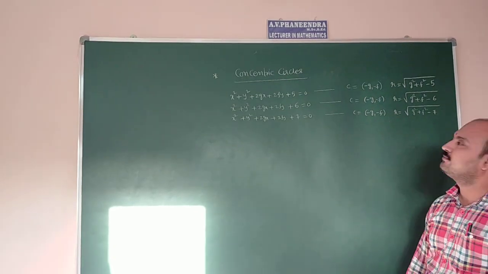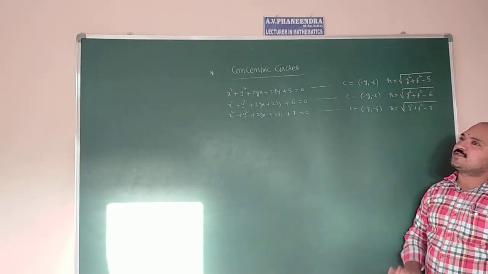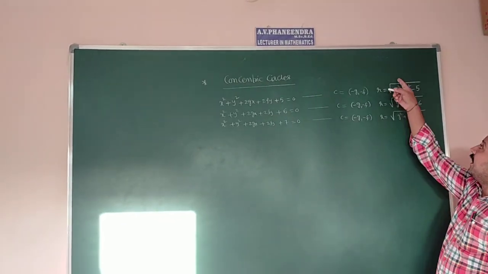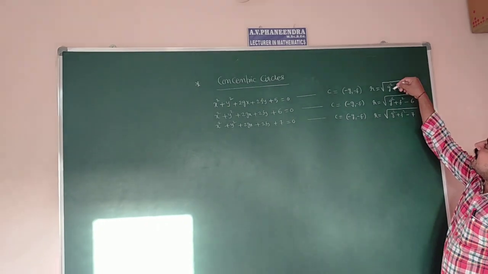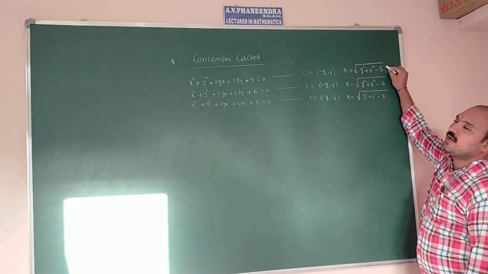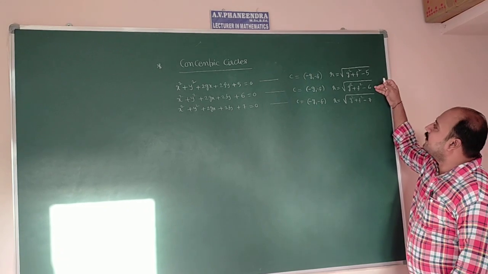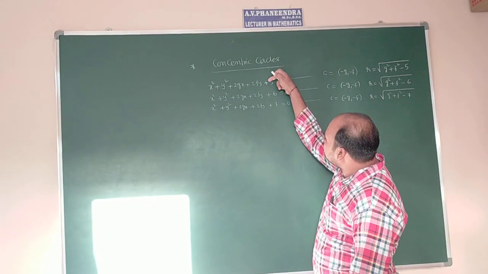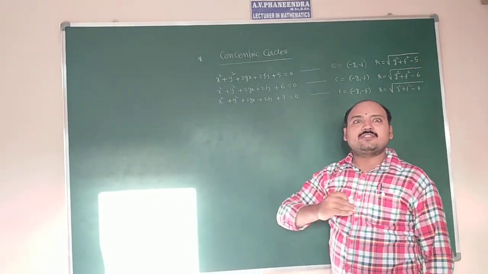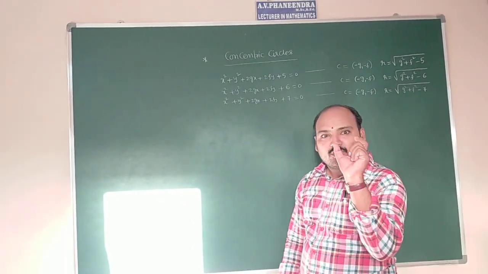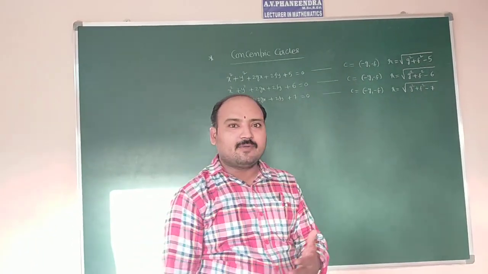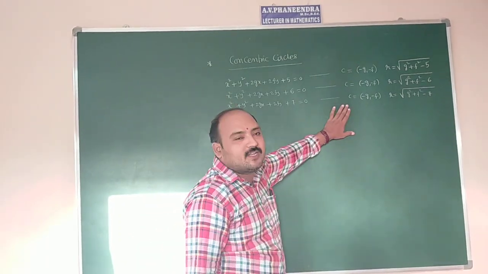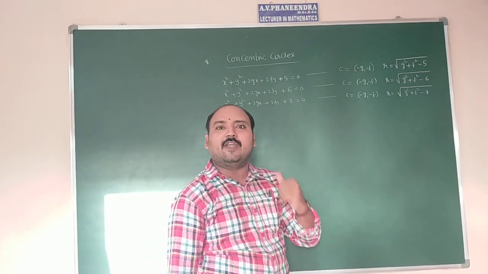Observe that in these three equations of circles, we have the same center but different radii. Here, for the values of g, f, there will be some value, and this will also be another value, and this will also be another value. So, based on this constant, the concentric circles will be different. What is the definition of a concentric circle? Circles are said to be concentric if their centers are equal and they differ in their radii.